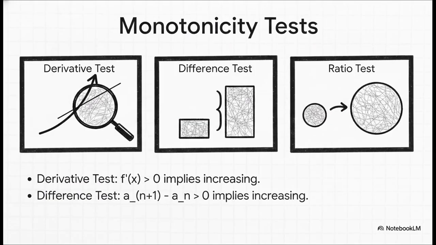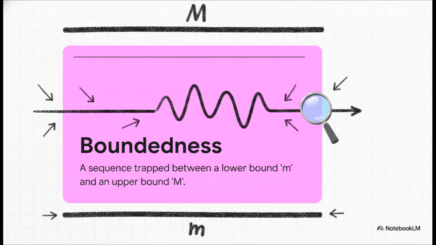So how do we actually prove, rigorously, that a sequence is locked into a single direction? Well, we have 3 highly actionable testing methods. 1. The derivative test. You just treat it like a function. If the derivative is positive, it's increasing. 2. The difference test. Subtract the current term from the next term. If that result is greater than 0, it's going up. And 3. The ratio test. Divide the next term by the current term. If the result is greater than 1, it's increasing. Having these 3 options is great because you can always just pick the one that makes your specific equation the easiest to solve. Next up, spatial limitations, boundedness.